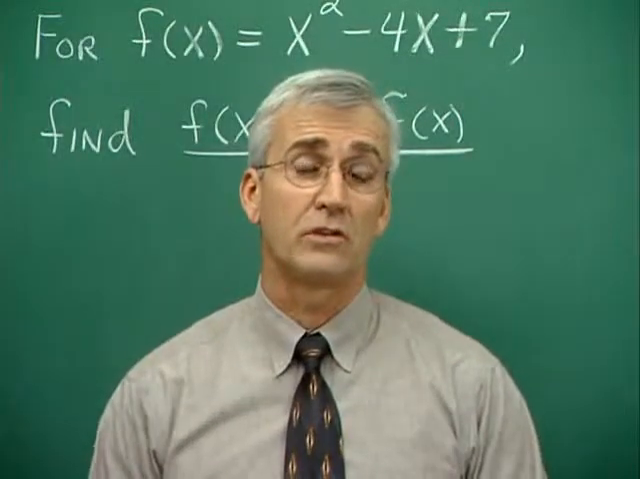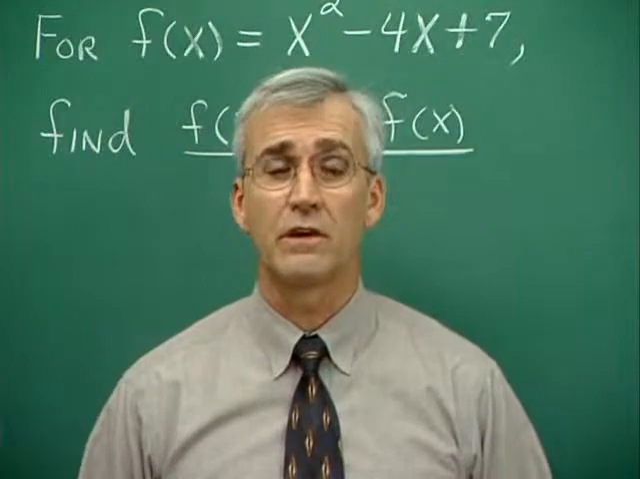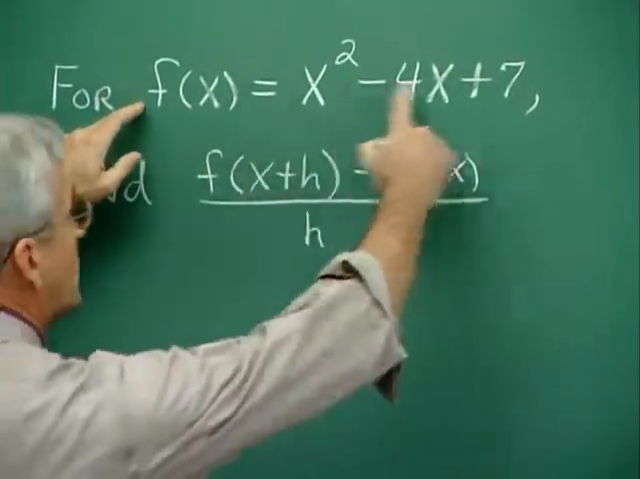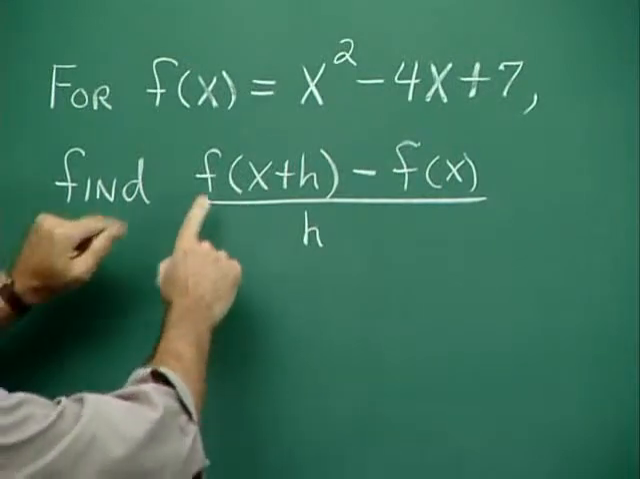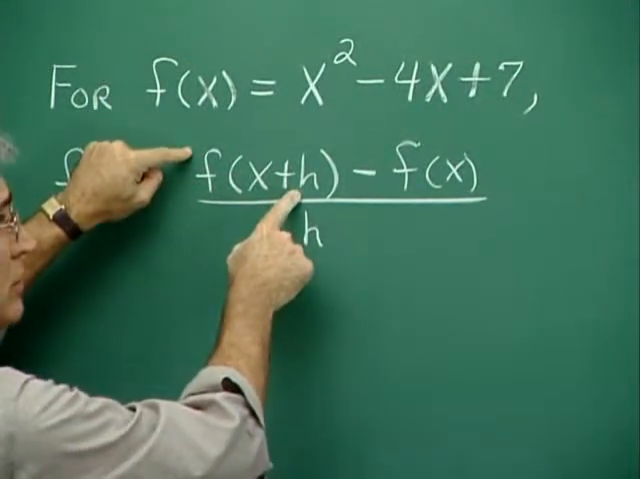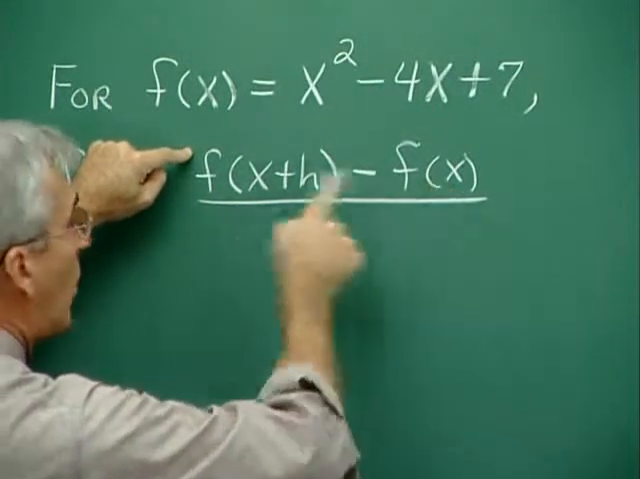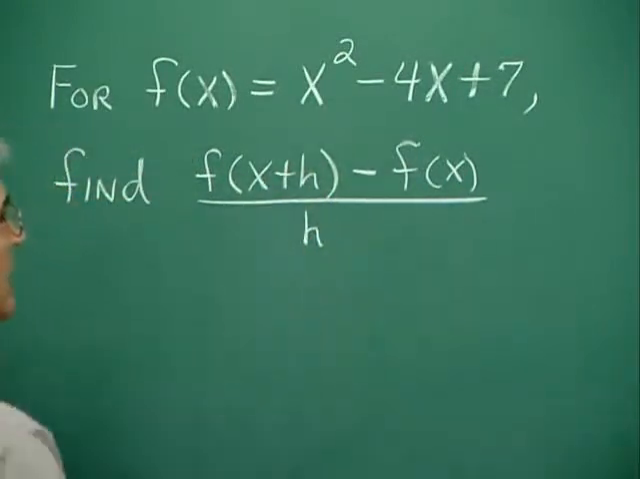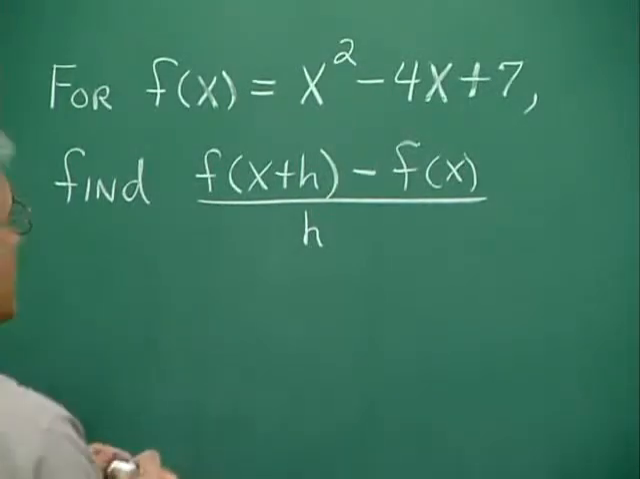Here's a rather special calculation dealing with the function notation. It says for f of x equals this expression, find f of x plus h minus f of x all over h. Now, this rather special form is called a difference quotient, and it's used often in calculus. Now, the evaluation goes like this.